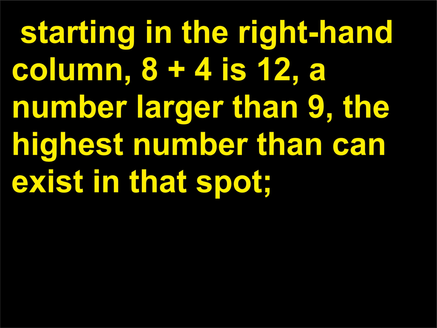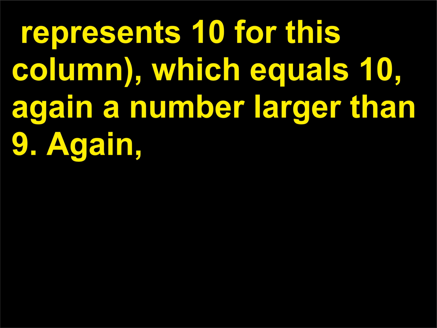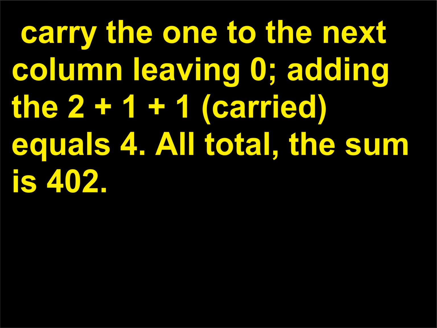Starting in the right-hand column, 8 plus 4 is 12, a number larger than 9, the highest number that can exist in that spot. Carry the amount of 10 to the next column, leaving 2. Add 3 plus 6 plus 1, which, when carried, represents 10 for this column, which equals 10, again a number larger than 9. Again, carry the 1 to the next column, leaving 0. Adding the 2 plus 1 carried equals 4. All total, the sum is 402.